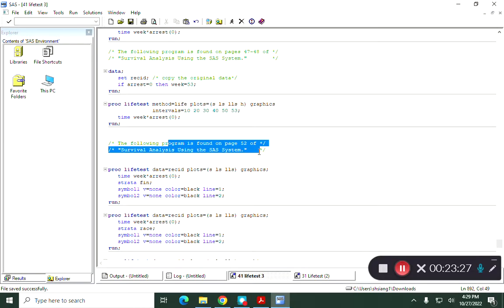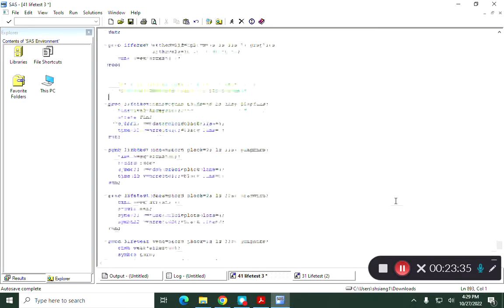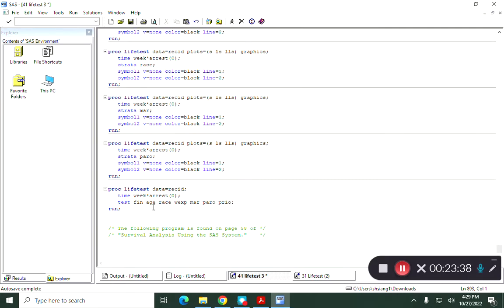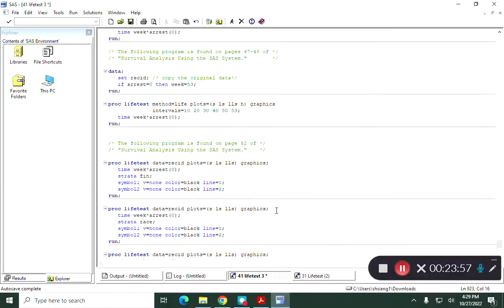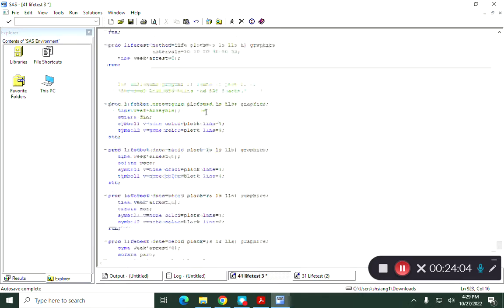The following program is found on page 52. So the only thing I did differently is before the 52. The 52 is basically doing this. This is the original statement. You only have this, right? Live test, date, time, when did you get arrested? When did you get into trouble? And arrest, if it's 0, and so on. But remember, we'll set the data set, okay? And using the 53, okay?